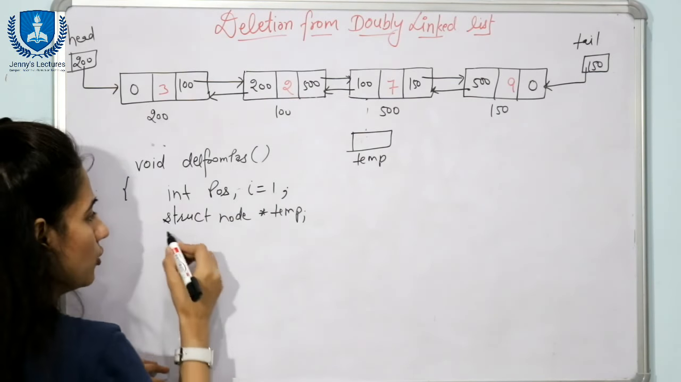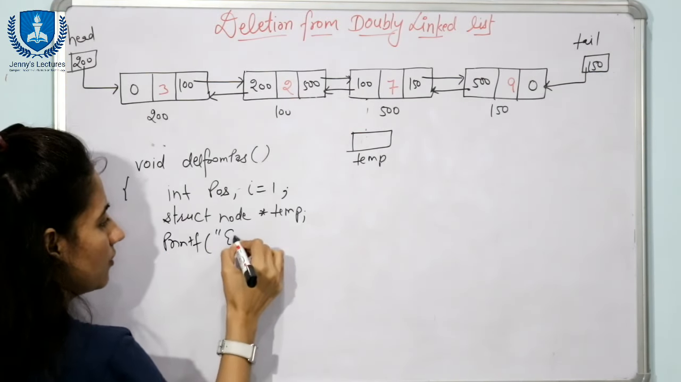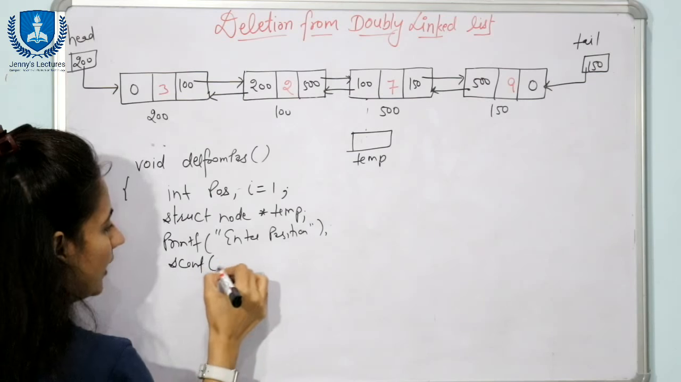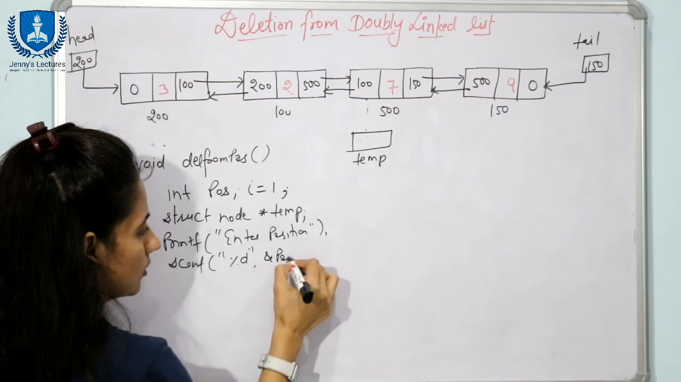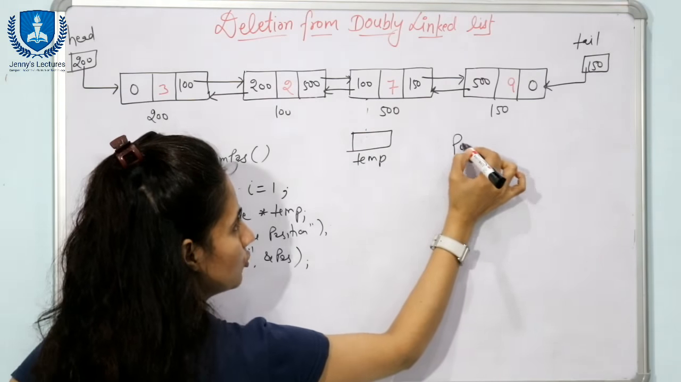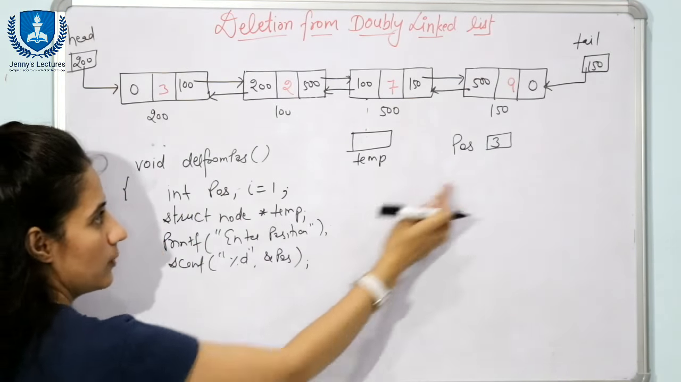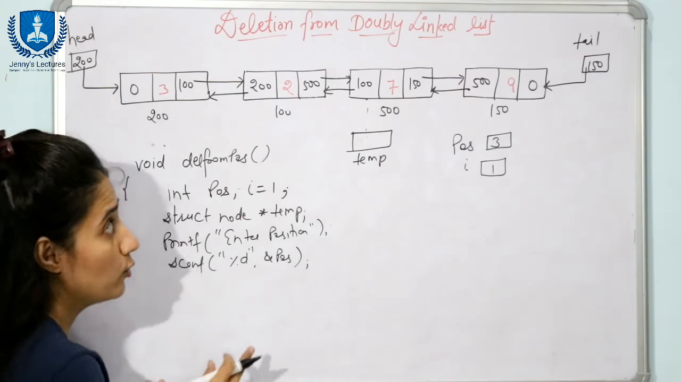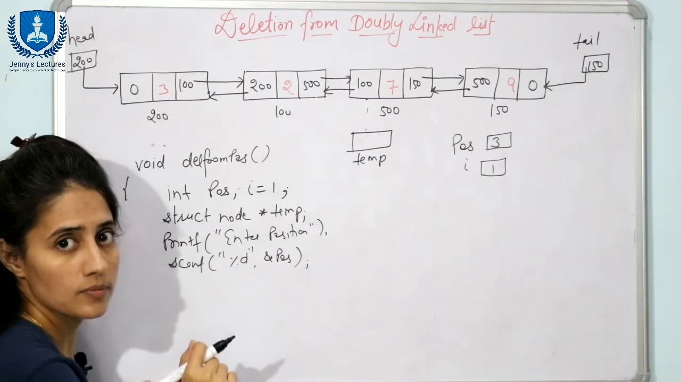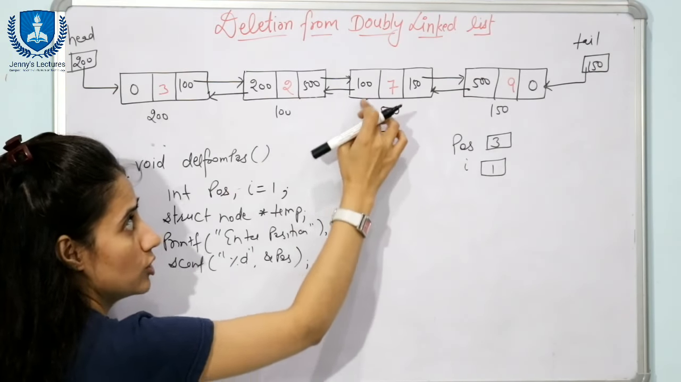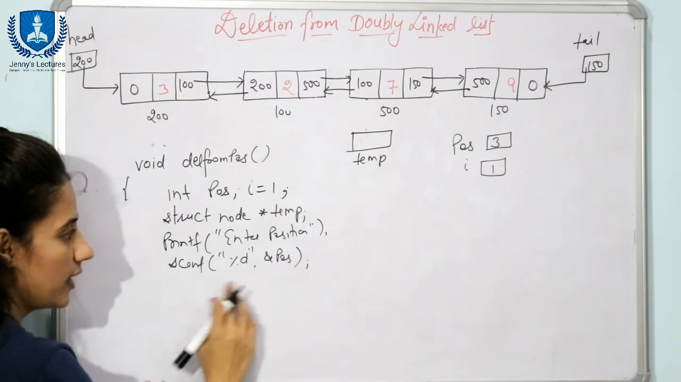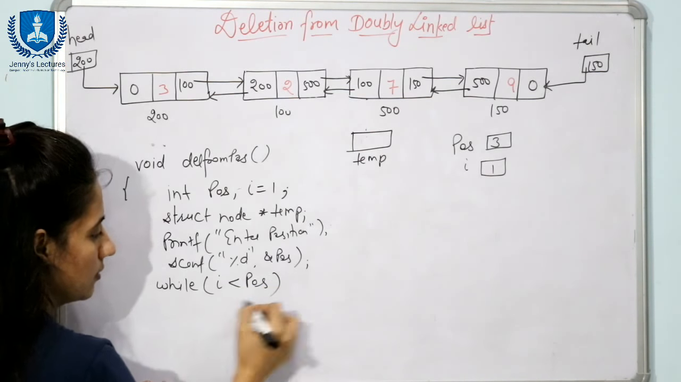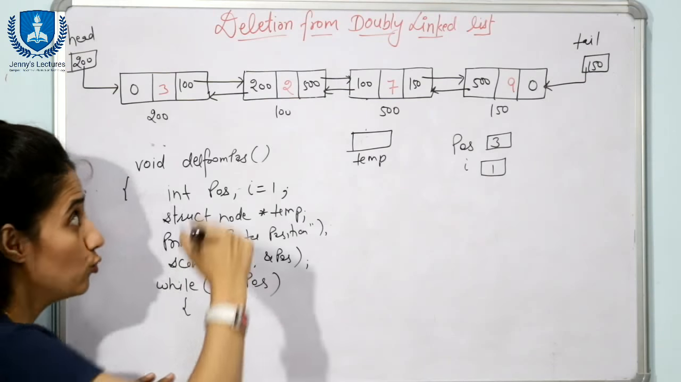So first of all, we will ask the user using printf and scanf, enter the position, right? And after that we will traverse. So suppose the user has entered position is equal to 3. So in the pos variable we have value 3 and we have one more variable i, in that we have 1. So now we are going to start traversing till this position, right? Because we need a pointer to this position for freeing this memory. So now here what I can write, while i less than pos, till then we are going to traverse.